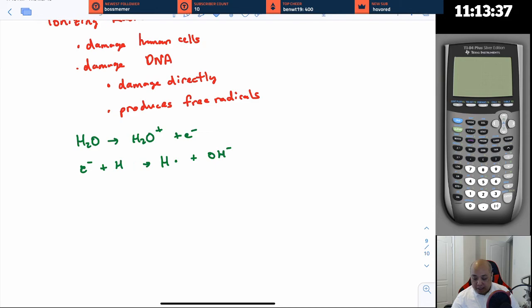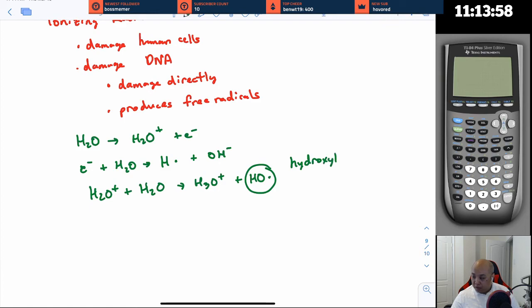I wouldn't memorize these reactions. I'd write them down, but I'll tell you what you really need to focus on here. That H2O plus will react with an H2O to form H3O plus and an OH free radical. Not an OH ion, an OH free radical. This is called a hydroxyl free radical. So that hydroxyl free radical is what damages DNA.